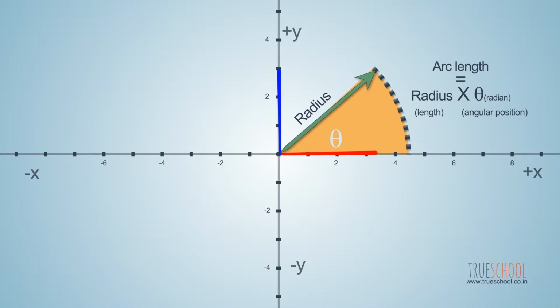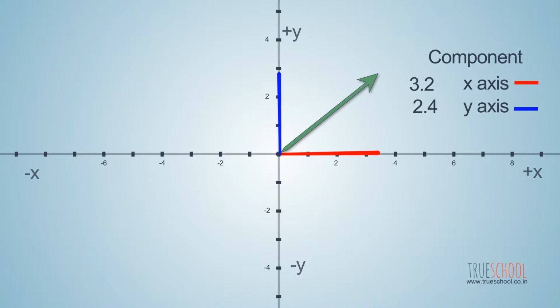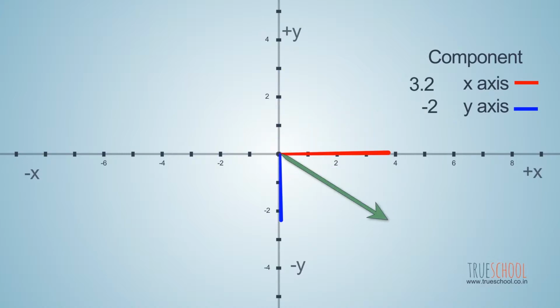Did you know the rotating arrow of trigonometry is in fact a vector? How? It has length and direction. What else do you need? How is that important, it being a vector? Because a vector can be broken into components. This vector has positive x and positive y component, whereas this has positive x but negative y component. We will soon see its importance.